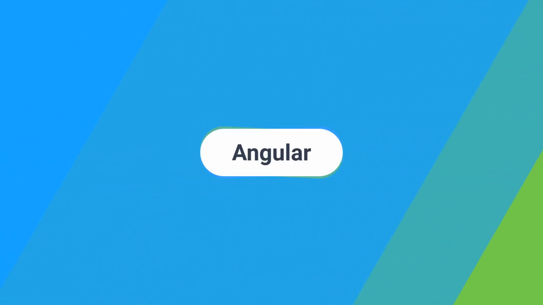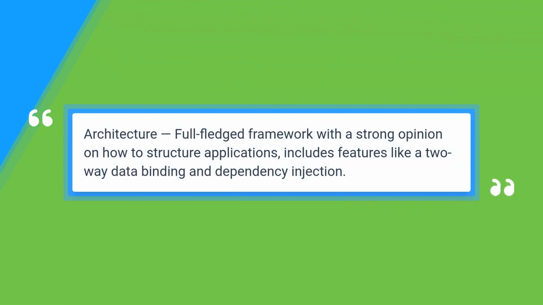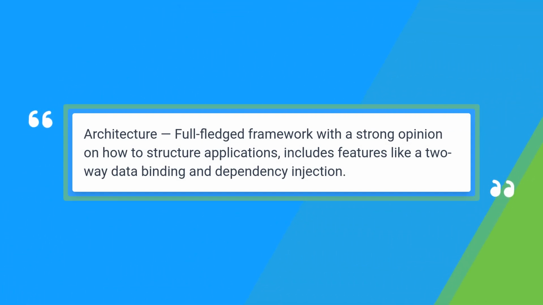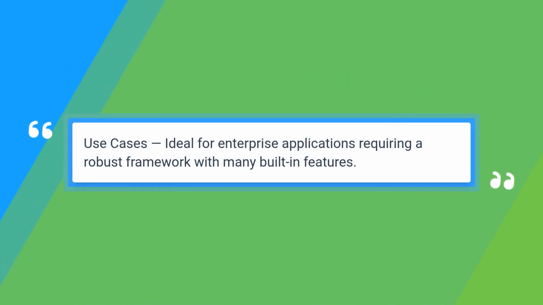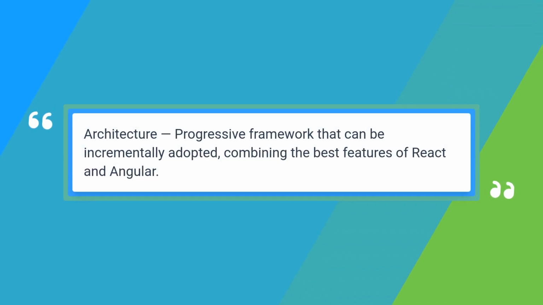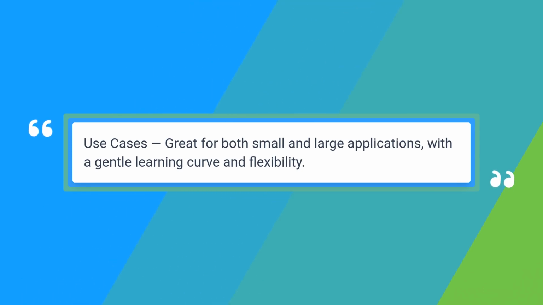Next, let's move to Angular. Architecture. Full-fledged framework with a strong opinion on how to structure applications, includes features like two-way data binding and dependency injection. Use cases, ideal for enterprise applications requiring a robust framework with many built-in features. Last one is Vue. Architecture, progressive framework that can be incrementally adopted, combining the best features of React and Angular. Use cases. Great for both small and large applications with a gentle learning curve and flexibility.